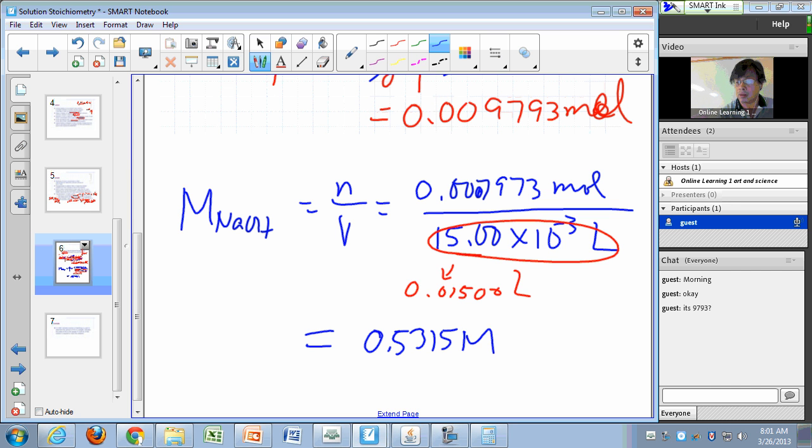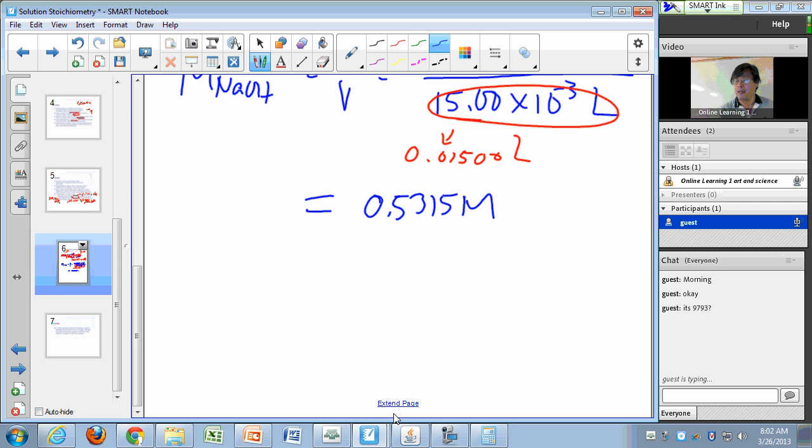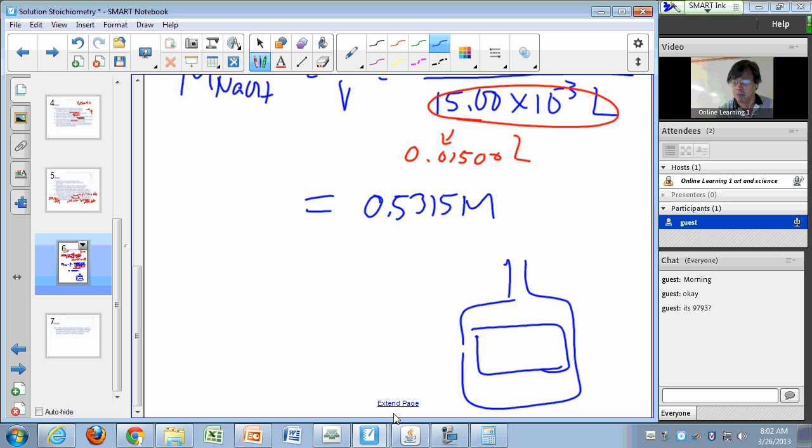Okay. So if I have a bottle of sodium hydroxide that I just made, I'm going to standardize it against KHP, and if this is the result I get, I'm going to put on the label of my bottle sodium hydroxide 0.5315 molar. And then I'm going to put the date that I made it, March 26, and my initial. Okay? So that's my sodium hydroxide solution.